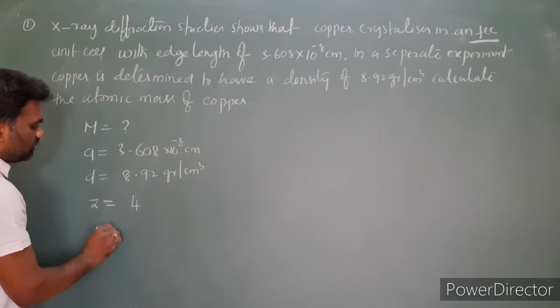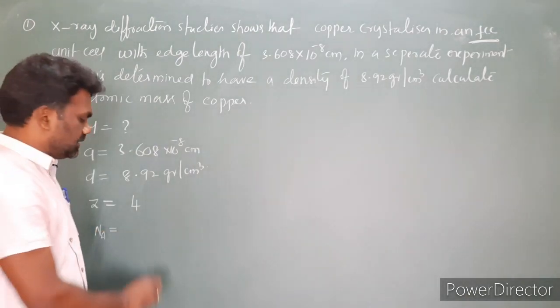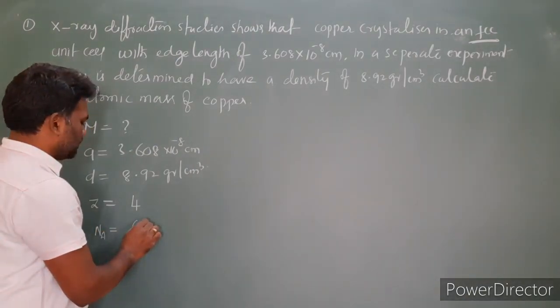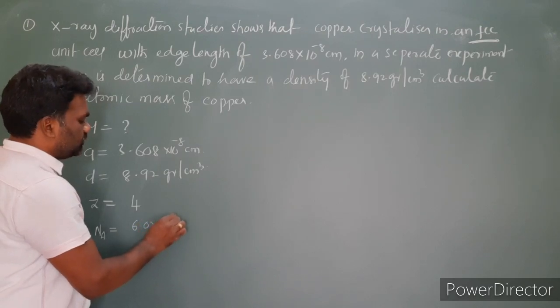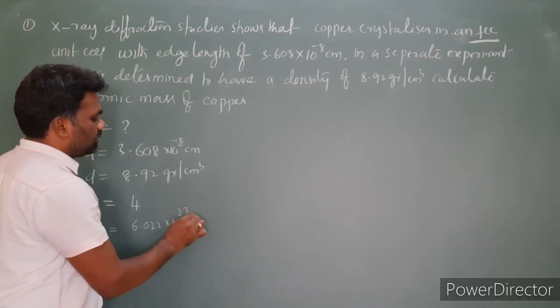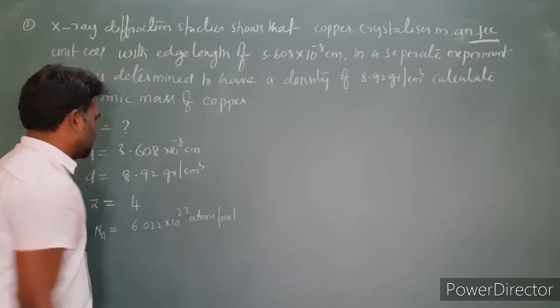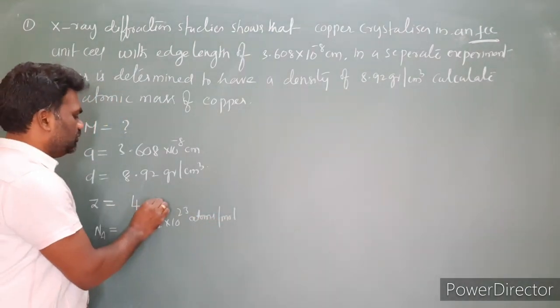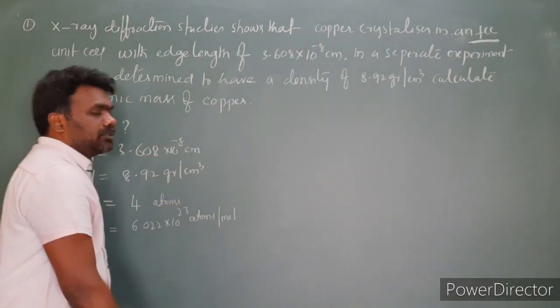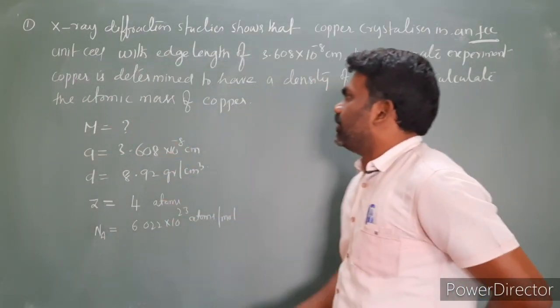The Avogadro number they won't give, we have to remember it. Avogadro number is equal to 6.022 into 10 to the power of 23 atoms per mole. So atoms per mole, and here 4 atoms are there. So we have to find out the molar mass.